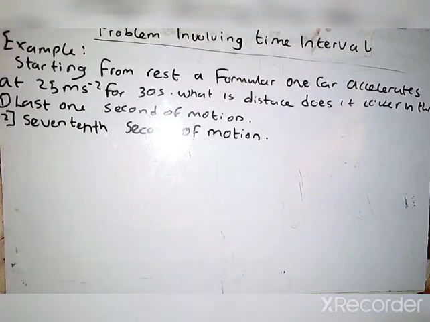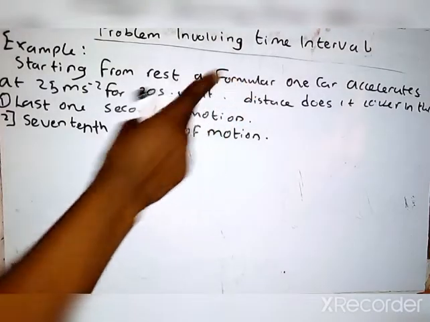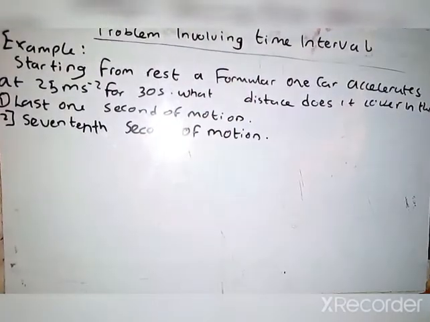So now, when we are given a question like this, starting from a formula: one car accelerates at 25 meters per second square for 30 seconds. What distance does it cover in the last 1 second of motion? The second one, 17 seconds of motion. This is just about the time interval.